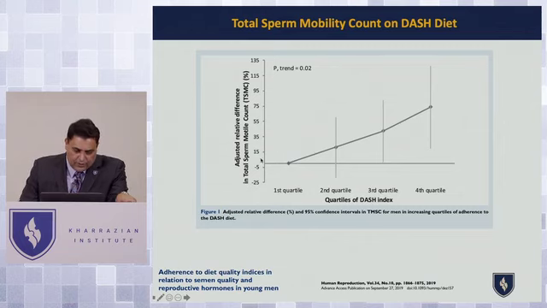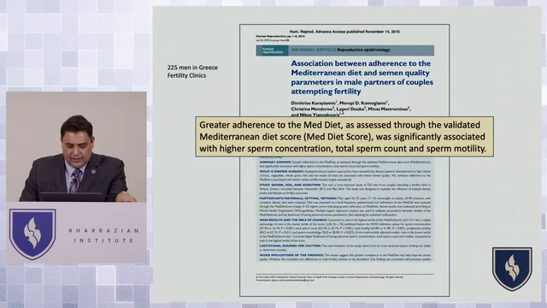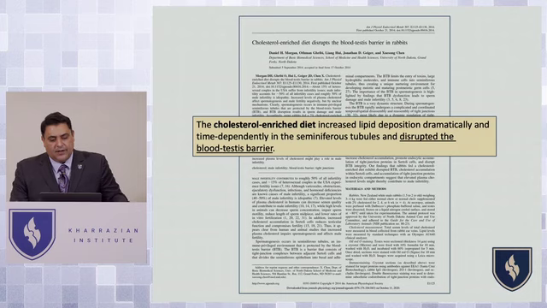They could actually look at their sperm motility throughout the year on the DASH diet. So these are every quarter, and they can see a dramatic change in how their sperm levels changed in this 216 sample study. So adherence to the DASH diet was related to sperm count and concentration, whereas its combination with physical activity was positively correlated with sperm motility and morphology. Exercise helped. Mediterranean diet seemed to help.